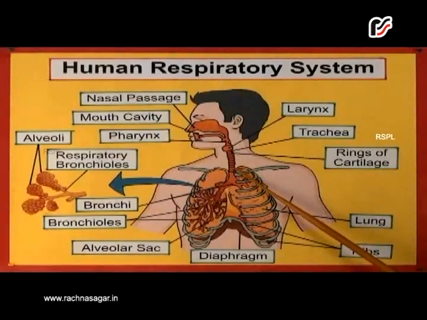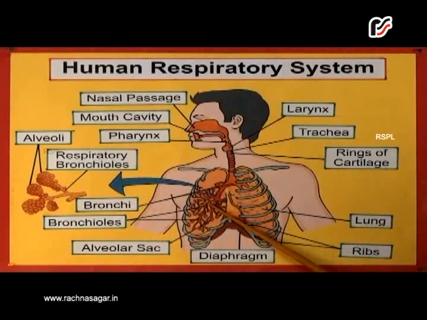Then the trachea descends down and it branches into two parts. Here we can see that there are ring-like structures. These rings are made up of cartilage. They are not actually circular rings. They are C-shaped rings which prevent the collapsing of the trachea in the absence of air. So there is a continuous passage for the movement of air. In the thoracic cavity, the trachea terminates into two branches. These are known as bronchi. Right hand side and left hand side bronchi are there.